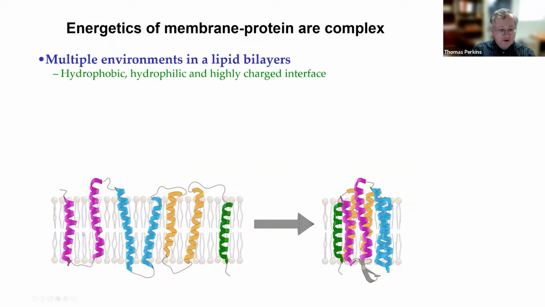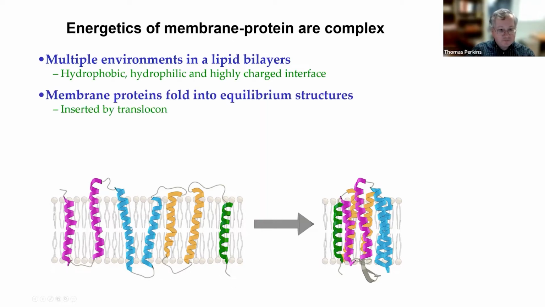A typical membrane protein may have 7 transmembrane helices, shown here. So predicting the topology of how a membrane protein is inserted into the lipid bilayer is quite easy. What's much more challenging is understanding the energetics that cause it to fold. In part, this is because membrane proteins live at this interface where it's lipid or hydrophobic in the middle, hydrophilic on the outside, and there's a highly charged interface in between.